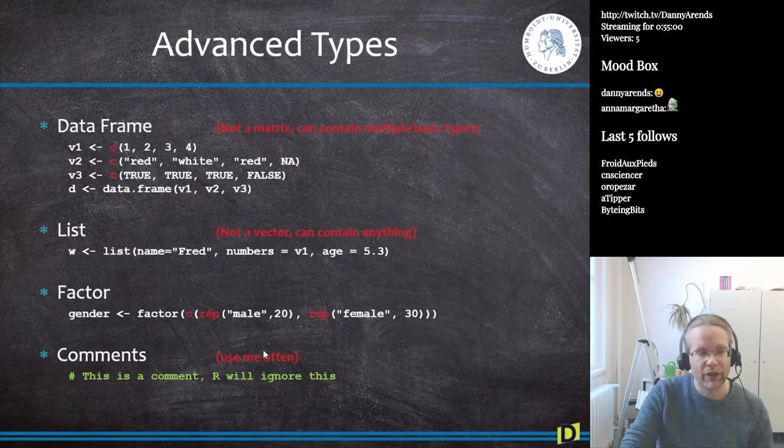Besides that, we have comments. Comments start with a hashtag, and everything after the hashtag will be ignored. So if you make a script, then use comments a lot, because R will ignore the comments anyway, but for the people that might read your script in the future, or yourself in the future, it is really important to know what you were doing and what you were trying to do. So adding a lot of comments helps a lot with understanding code.